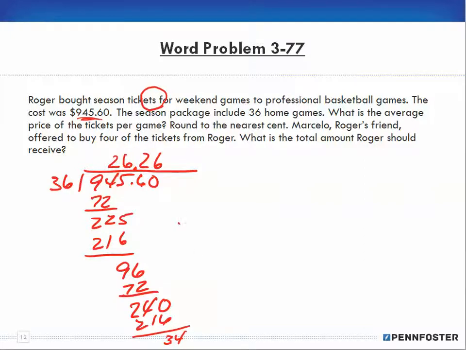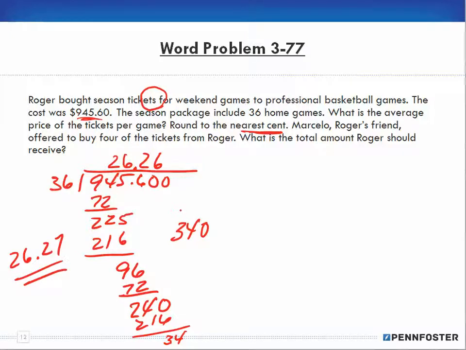Now my remainder is 34, and because it says round to the nearest cent, I have to bring down an extra 0. Obviously 34 is very close to 36, so that's going to be greater than 5, so I'm going to end up rounding up. So the price per ticket is going to be $26.27.